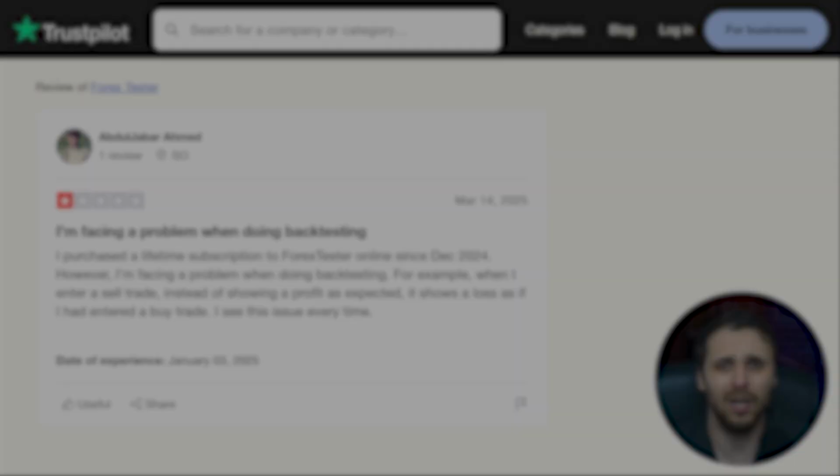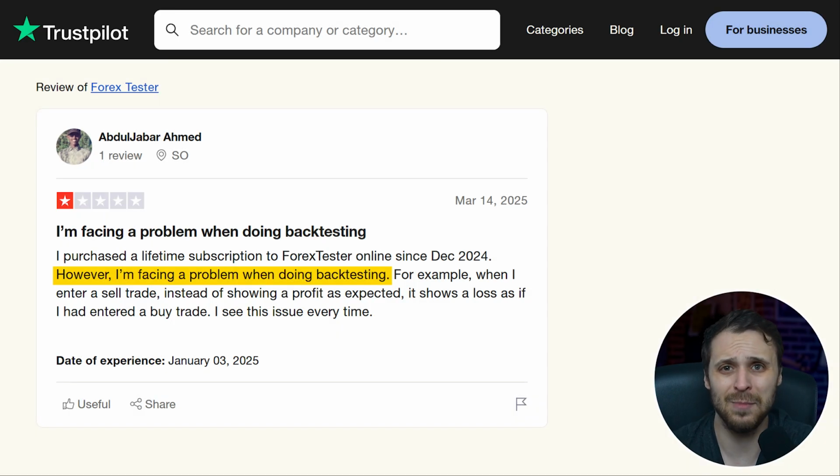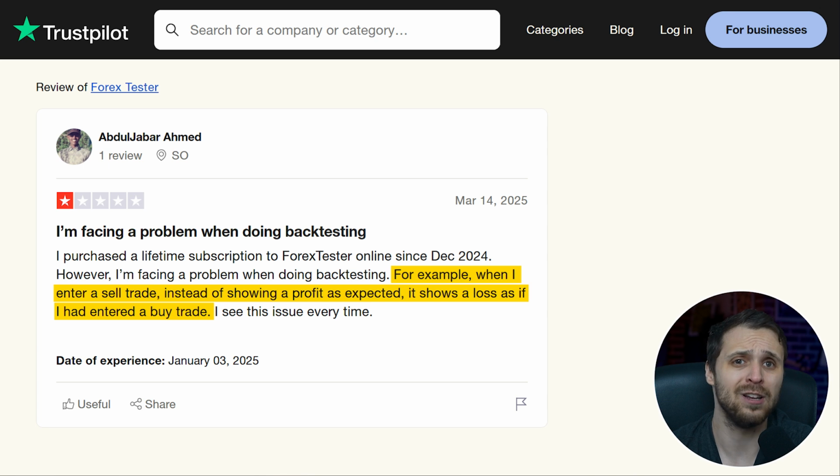For Forex Tester, a downside is potential glitches in the simulation logic. One user review points to having some issues with that. They reported a bug where sell trades showed as losses incorrectly. So this highlights a risk with any pure simulator. You have to double check its logic and see if it matches your broker's. It's generally reliable, and this is definitely a fluke, but it is a reminder to always verify your test parameters thoroughly. You are controlling them after all.